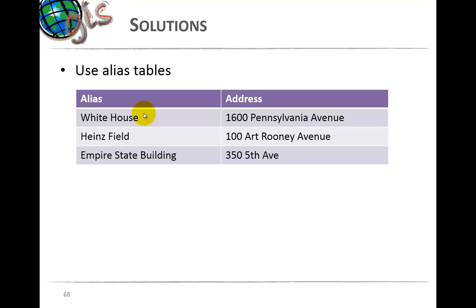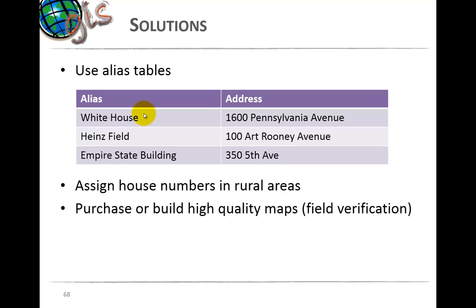So use alias tables. You have to create tables for aliases, like White House will be 1600 Penn Avenue, and Heinz Field will be 100 Art Rooney Avenue, so on and so forth. And then you have to assign house numbers in rural areas, and then purchase high quality maps, because most of the times the free data can only do so much. So you might want to consider purchasing a good quality street data if you don't have one.